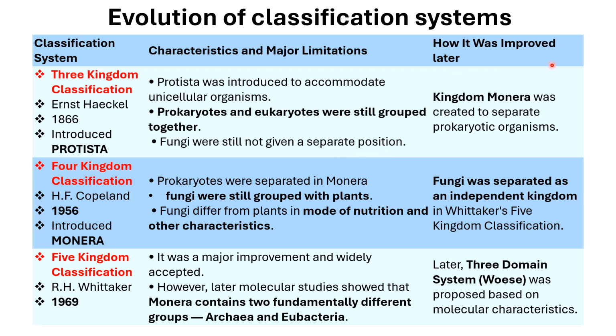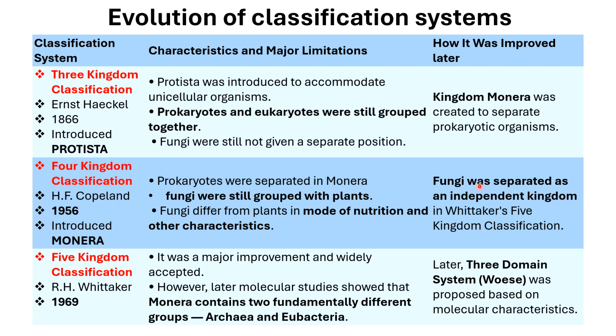So, how was it improved later? Kingdom Monera was created to separate the prokaryotic organisms from the single-celled eukaryotic organisms. Okay. So hence came the four kingdom classification. It was given by H.F. Copeland in the year 1956. He introduced the kingdom Monera, which comprised of all the prokaryotes. But this four kingdom classification still had a limitation because fungi were still grouped along with the plants, which were fundamentally different with respect to the nutrition type and the cell wall characteristic.